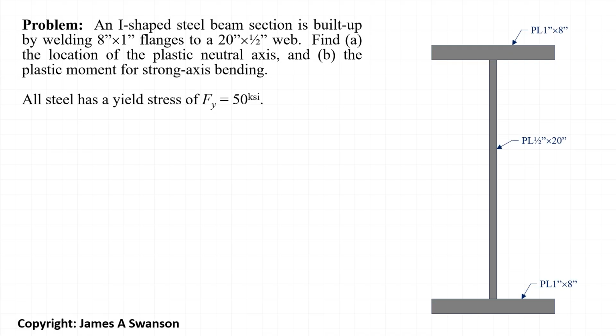Hello. In this example, we'll calculate the plastic moment of an I-shaped beam section that is built up by welding 8" by 1" flanges to a 20" by ½" web. All material in this section has a yield stress of 50 ksi.